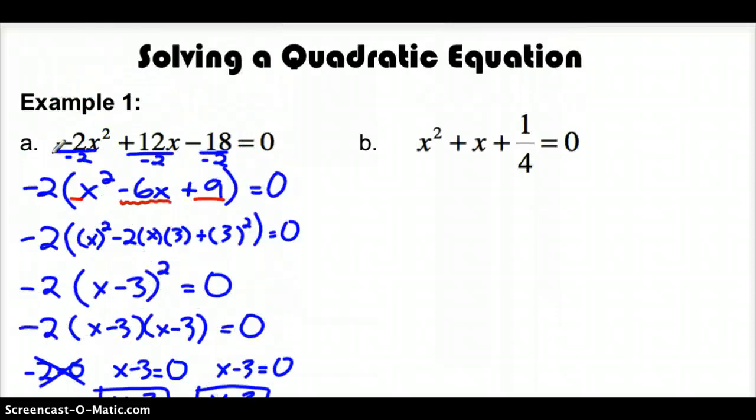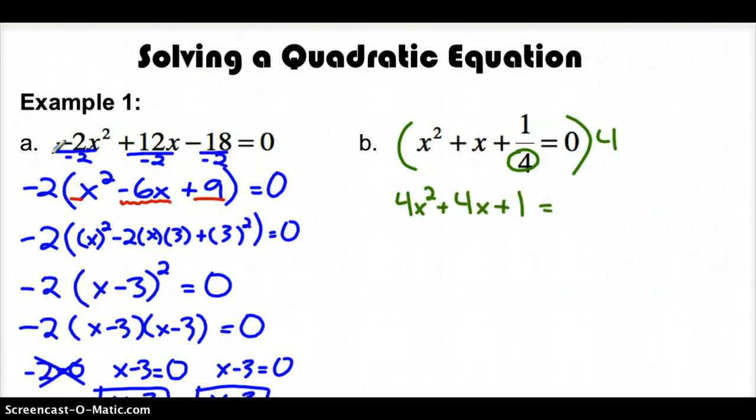Now let's look at part B. A little bit different on this one. We have x squared plus x plus 1/4. Now I know some of you might be wondering how on earth we are going to write 1/4 as a base that's being squared. Let's skip that. Instead, I'm going to multiply this entire equation by 4 to get rid of it. I'll end up getting 4x squared plus 4x plus 1, and I'll set that equal to 0.